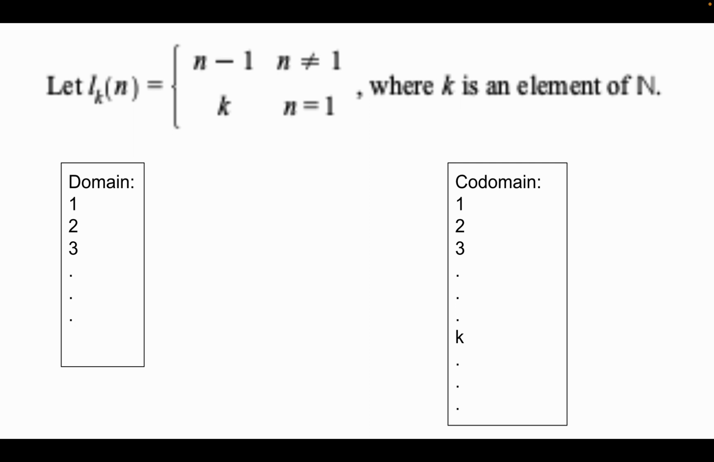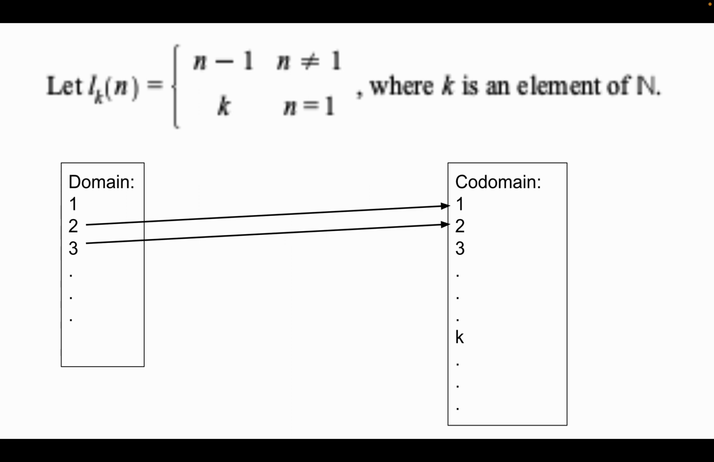So here we have the domain and codomain of L. So we're going to start by taking a look at that. And in both cases, it should be the set of natural numbers. And so what we can see is that 2 in the domain maps to 1 in the codomain, because it's not equal to 1, and we're just subtracting 1. 3 would map to 2. I didn't show it, but 4 would map to 3. 5 would map to 4, so on and so forth. However, 1 maps to k in the codomain, because that's the way we've defined it.